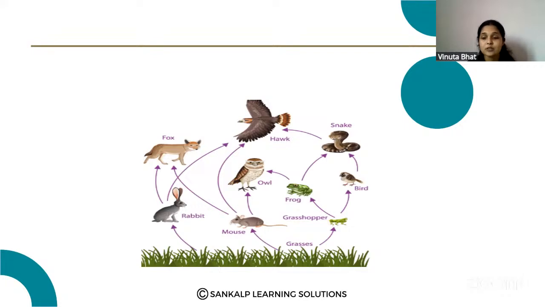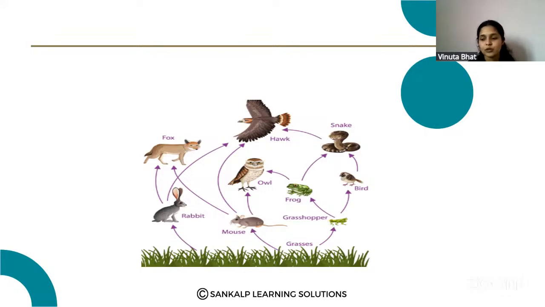Then the grass is also eaten by the rabbit, and the rabbit is consumed by the fox and the hawk. So you can see the food chain, but it is interconnected. Here you can see one organism that is eaten by more than one organism, right? So that constitutes the food chain. Interconnected food chains constitute the food web.